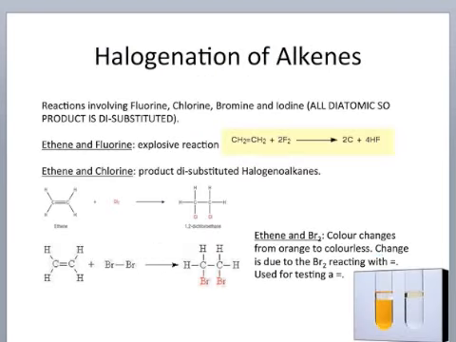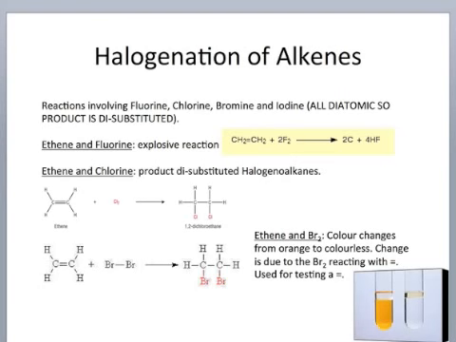And this involves an alkene reacting either with fluorine, chlorine, bromine, or iodine. Also, just bear in mind that all halogens again are diatomic. So it'll be F2, Cl2, Br2, and I2. Therefore, the product is disubstituted.